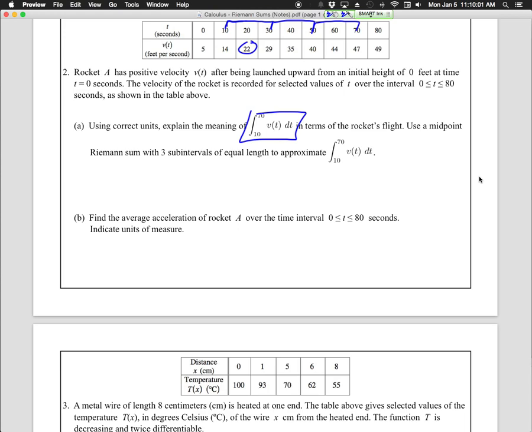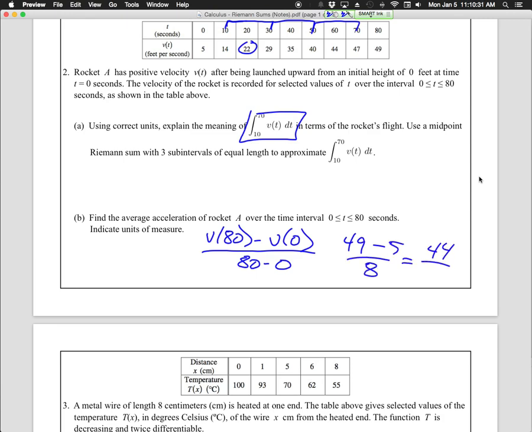Very good, Brock. So it is v of 80 minus v of 0 over 80 minus 0. Because when I see average something, it represents what? The change in the function above over the change in time. So what is v of 80 in this case? 49. What's v of 0? 5. So we end up with 44 over 80.